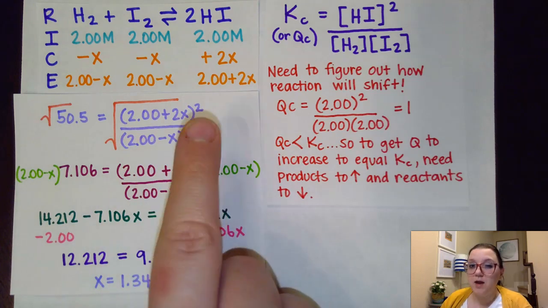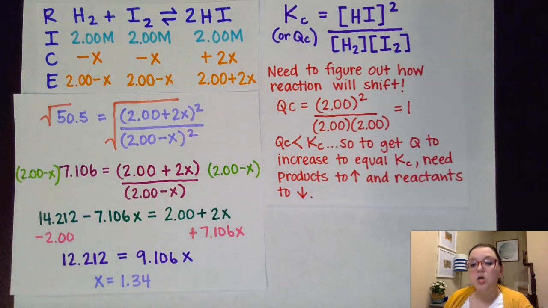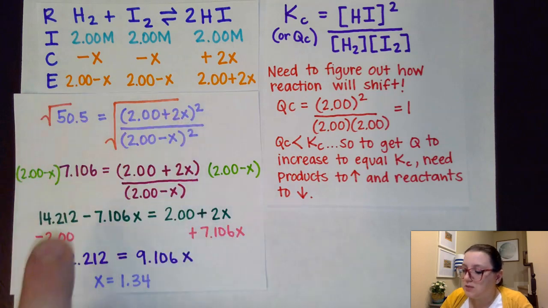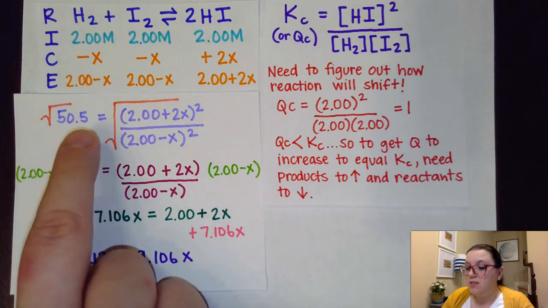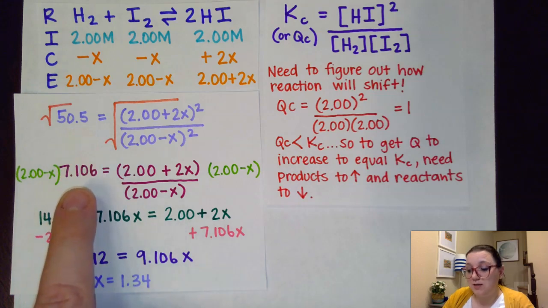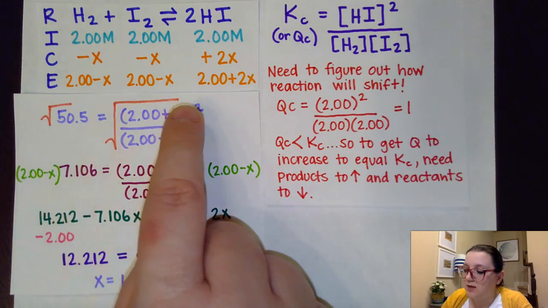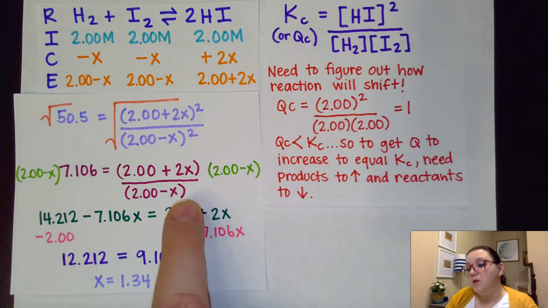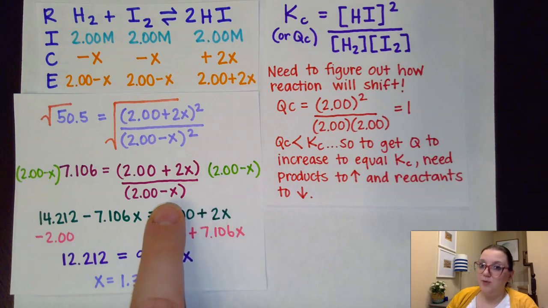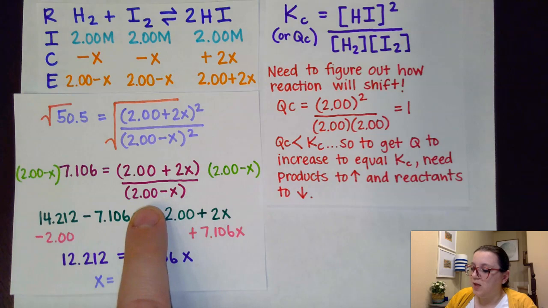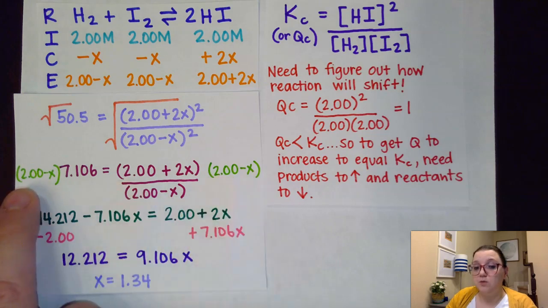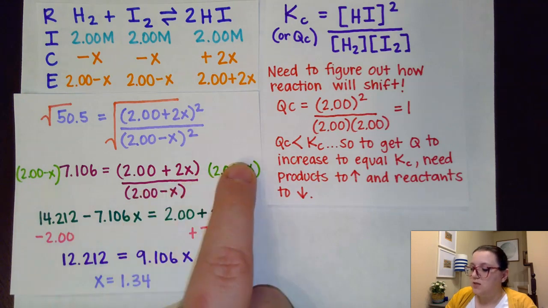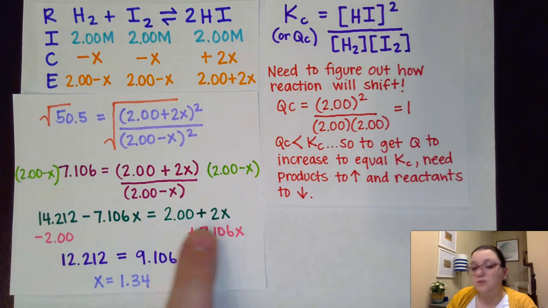I see I have a square on both the numerator and denominator. So to undo that, I would square root both sides. In square rooting 50.5, that leaves us with 7.106. In square rooting this other side here, I eliminate those exponents of 2. Okay, so now I want to get my unknown variable out of the denominator. So I multiply both sides by 2.00 minus x, which of course undoes that over here. So that's all canceled out. So that leaves me with 2.00 plus 2x.